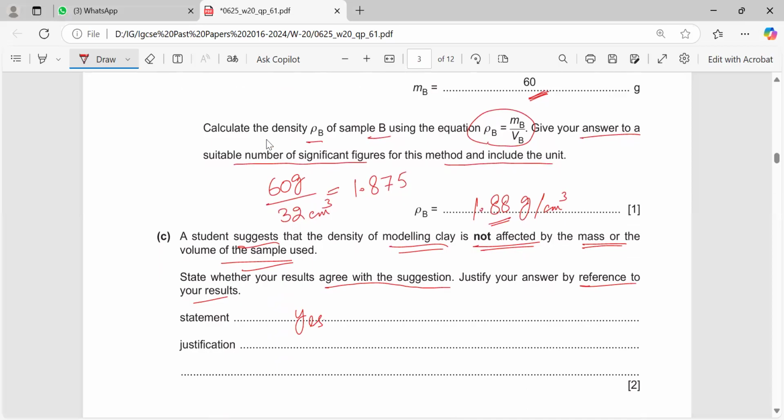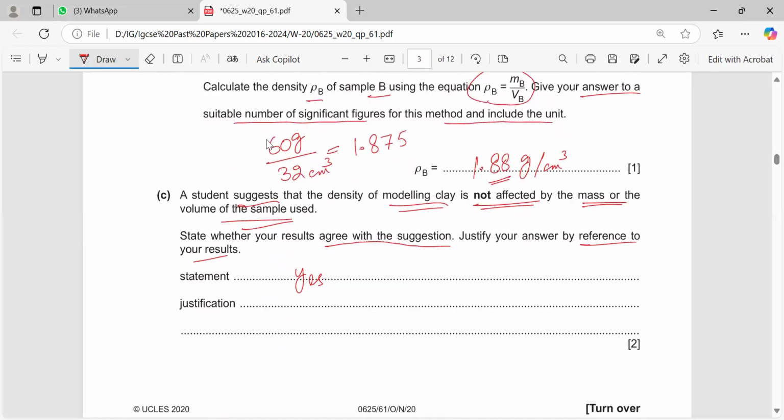And justification with reference to your results. So either you can write within the limit of experimental accuracy, or you can write 1.88 grams per centimeter cube is almost equal to 1.89 grams per centimeter cube. So yes, you can say now this is within the limit of experimental accuracy. What does it mean?